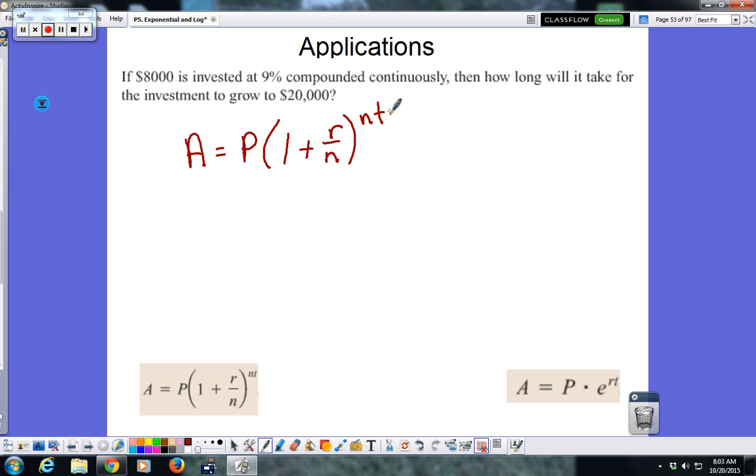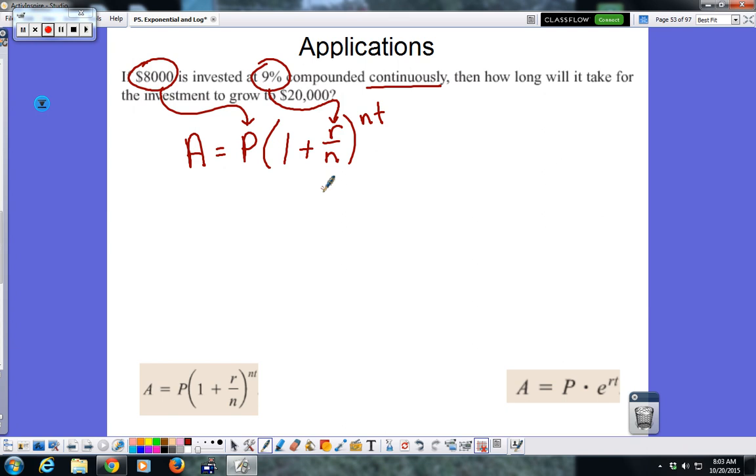$8,000 is invested at 9% interest, compounded continuously. Got a problem though. What do we put for n? Now, let me explain something. Continuous compounding. If you put like 100 million for n, honestly, you'd get the same answer. But there's an easier formula to use.